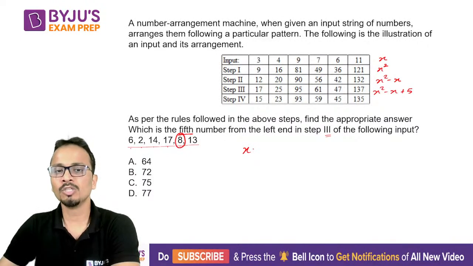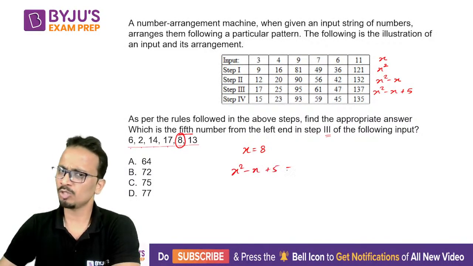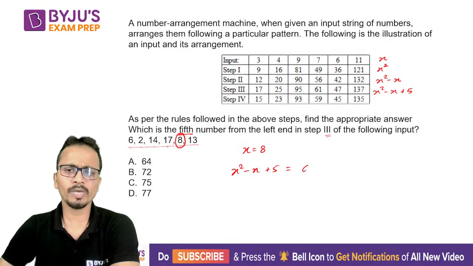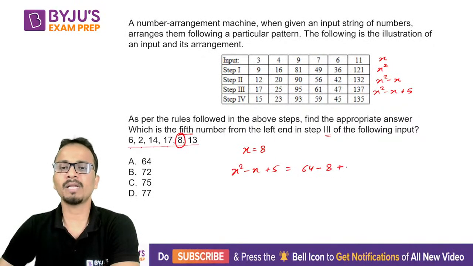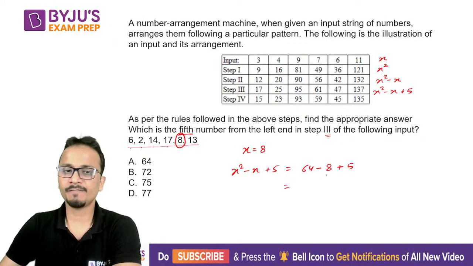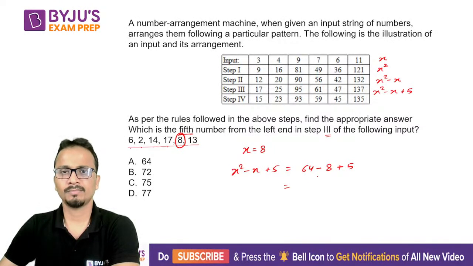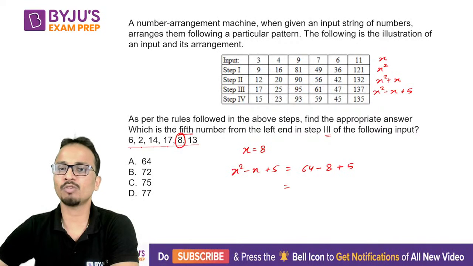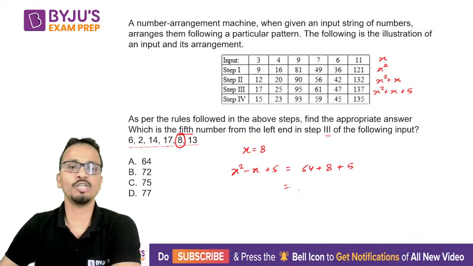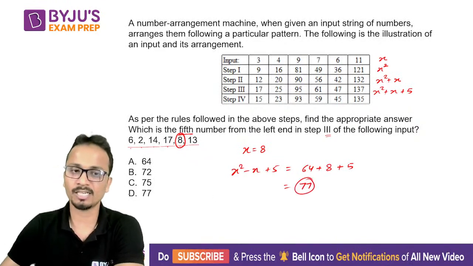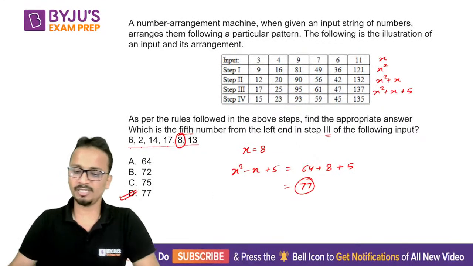So this is the input. So the value of x is 8 and I need to calculate x square minus x plus 5. So such a simple one. So 8 square, that is 64, minus 8 plus 5. So answer will be 56 plus, okay, wait, 64 minus 8, 56 plus 5. Am I committing any mistake? Oh, it was not minus x, it was plus x. So yes, that was the mistake. 72 plus 5, 77. I'm sorry for that. So answer will be 77. That is option D.